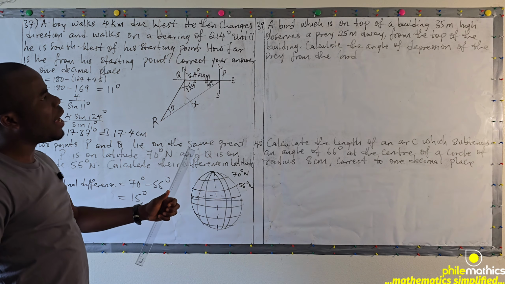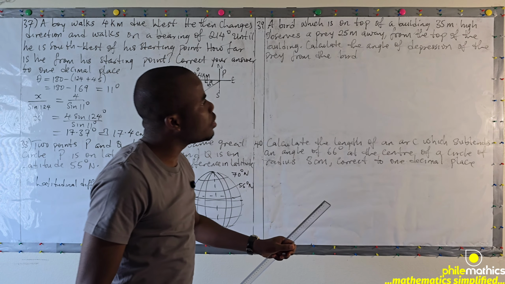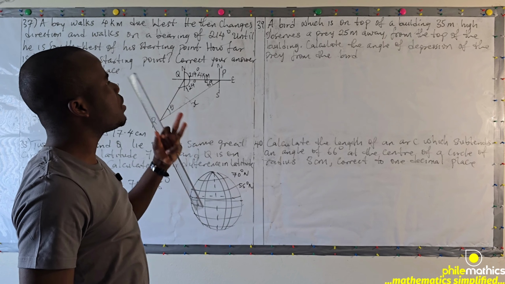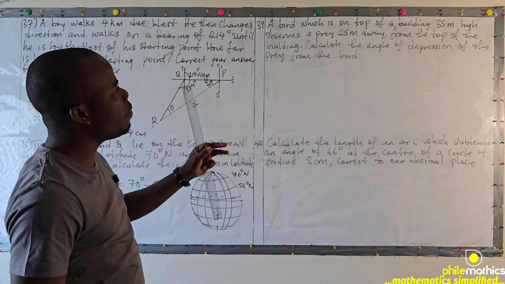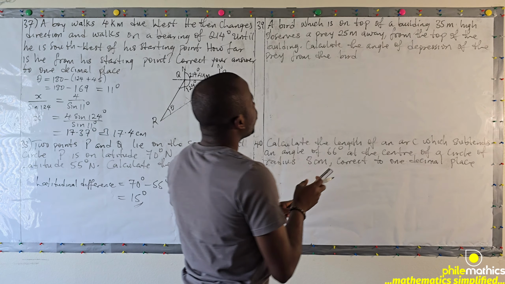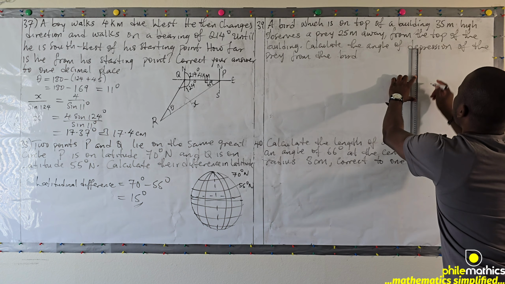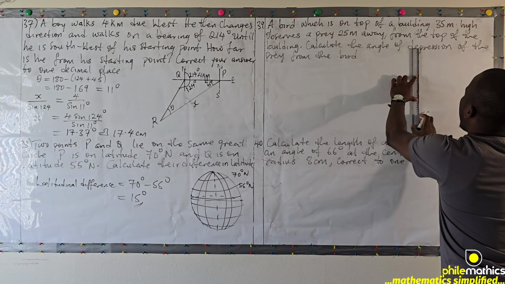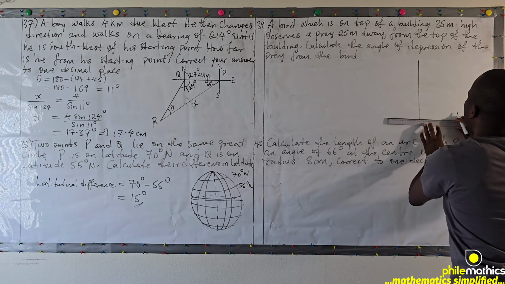39 says, a bird which is on top of a building 35 meters high observes a prey 25 meters away. So if this is the building and it's 35 meters high, this is the base.